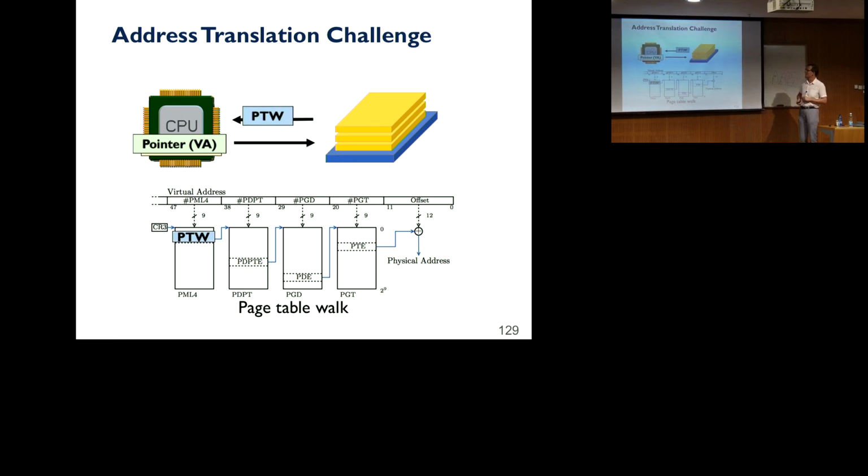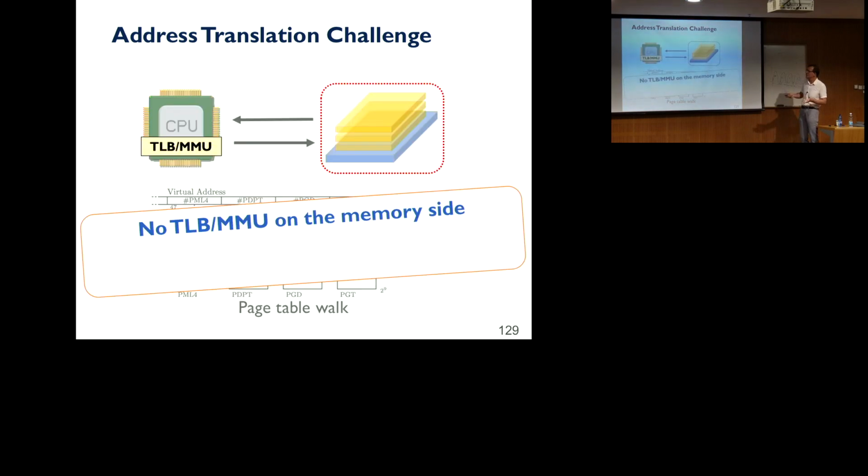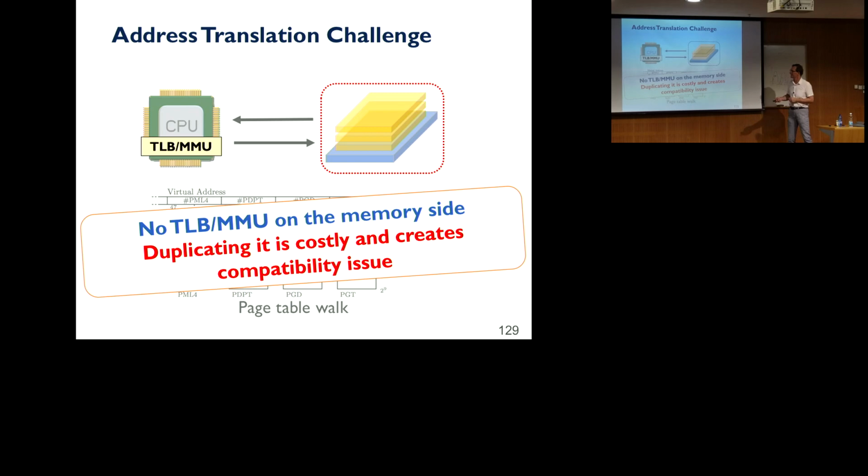Do we want to have the same kind of logic over here? Do you actually want to do this page table walk every time you need to translate the address inside the logic layer, if you offloaded this to the logic layer? Not a good idea, right? So there's no TLB or MMU on the memory side. And duplicating it completely is costly and creates some compatibility issues, because what if you want to couple this with some other CPU that has a different page table structure? How do you do that? I think this is a very hairy problem that somehow needs to be solved.